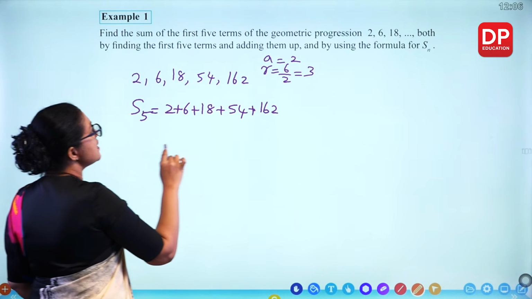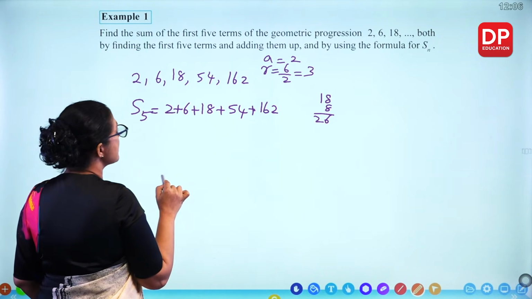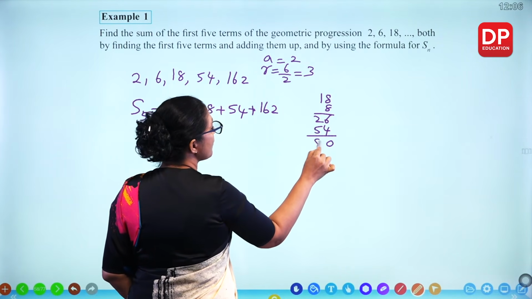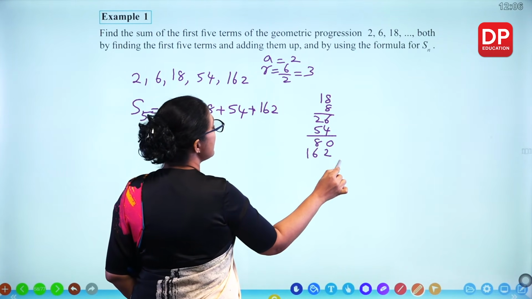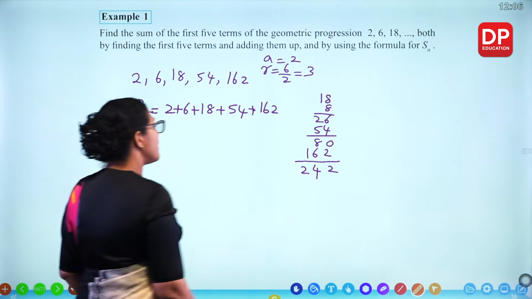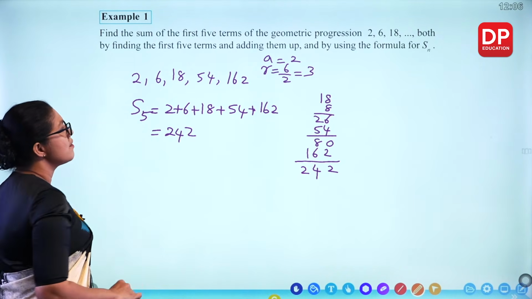So when you add all together, what's the sum of the first 5 terms? 2 plus 6 is 8. 8 plus 18 is 26. 26 plus 54 is 80. 80 plus 162, you get 242. So the sum of 5 terms is 242.